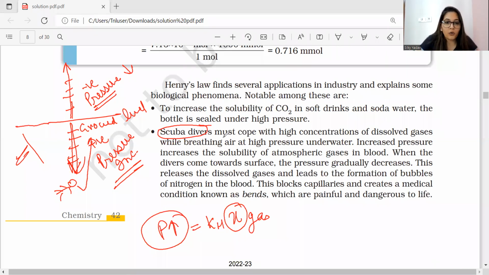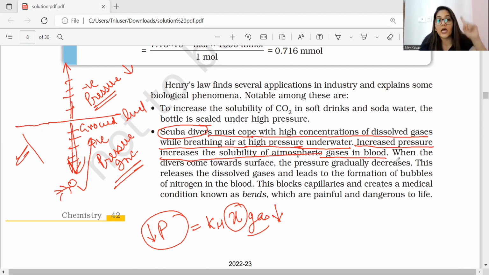If the pressure is decreasing, the solubility of the gas is again going to decrease, and suddenly all the gases present inside your body, inside your capillaries, want to quickly move out, and because of that we face bends. Scuba divers also face this bend as a serious problem. Scuba divers must cope with the higher concentration of dissolved gas while breathing air at a higher pressure. And when you're moving down, the pressure underwater is high. Increased pressure increases the solubility of atmospheric gases inside the blood.